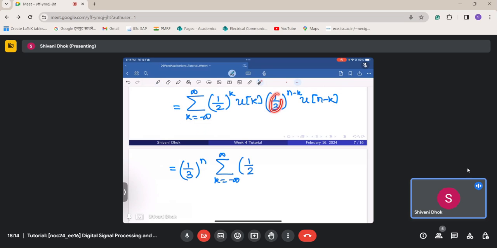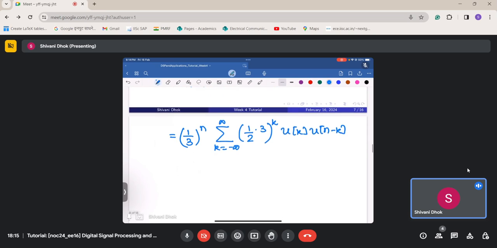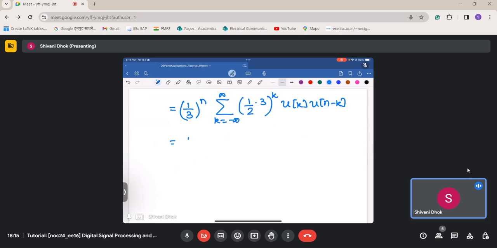So this 1 by 3 to the power n is constant, so I can take it outside. So I can write this as 1 by 3 to the power n into summation k running from minus infinity to infinity 1 by 2 to the power k, and you can also take this 1 by 3 to the power minus k inside, so into 3 to the power k, into u of k into u of n minus k. Okay, so now this I can write as 1 by 3 to the power n into summation k running from minus infinity to infinity 3 by 2 to the power k into u of k into u of n minus k.